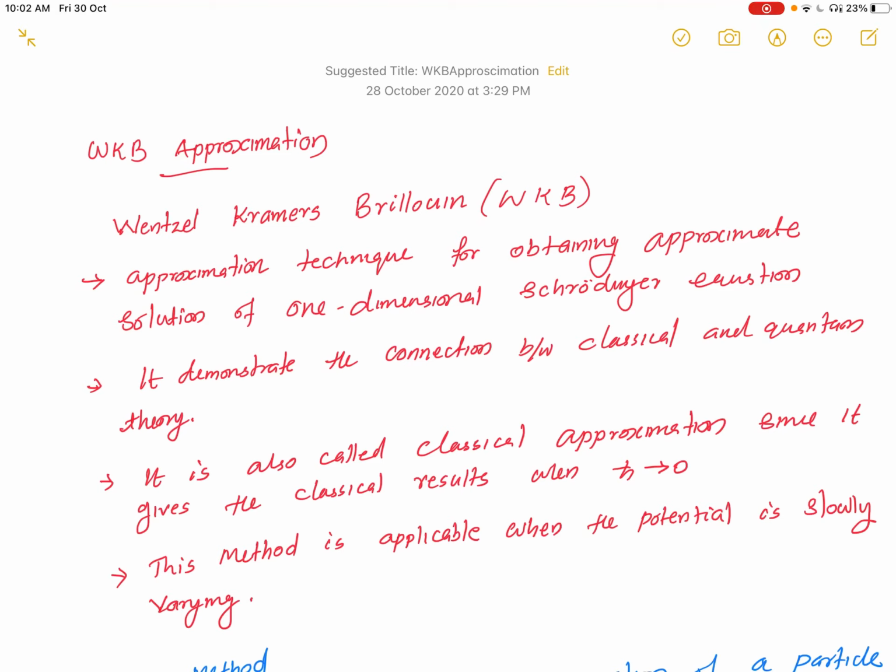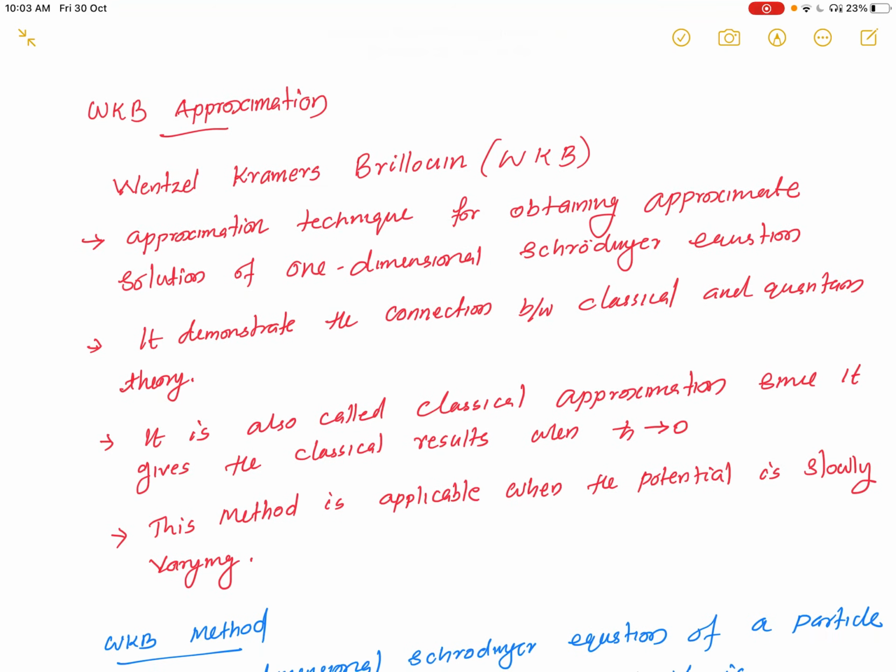This approximation was proposed by Wentzel, Kramers and Brillouin. These are the three scientists, so that indicates the WKB. Using this approximation technique, we can get the solution for the one-dimensional Schrodinger equation. Actually, this technique demonstrates the connection between classical and quantum theory, so it's also called the classical approximation.